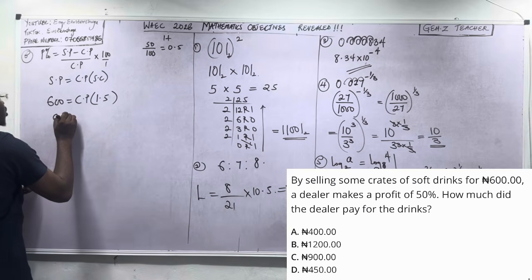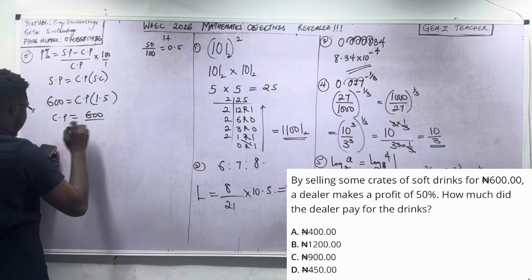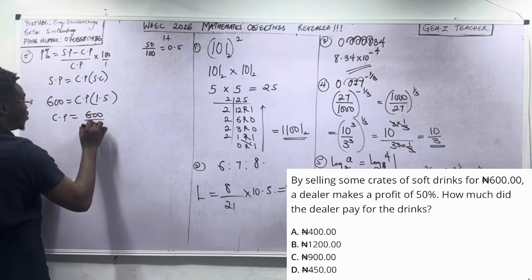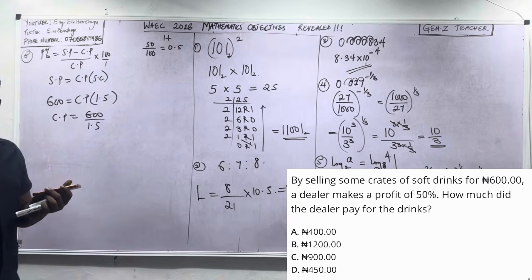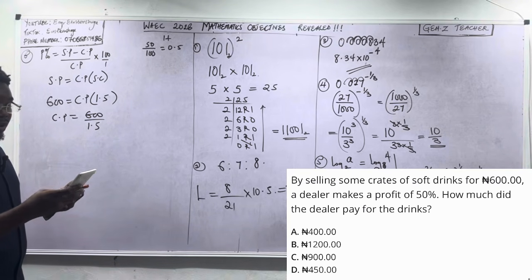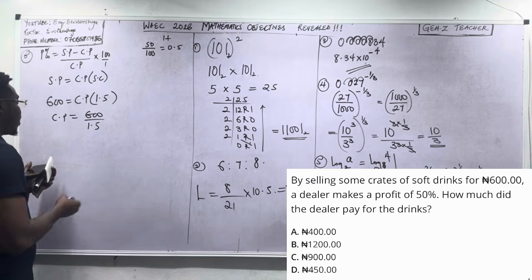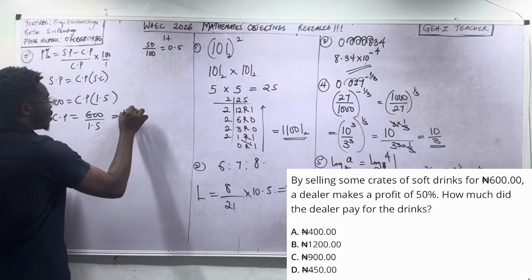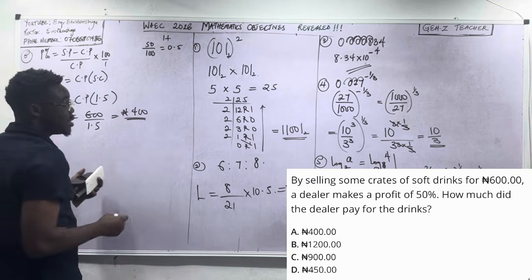So our CP should be 600 divided by 1.5. Let's see that in our calculator. We have 600 divided by 1.5, and that should give you 400 naira. So the cost price was actually 400 naira.